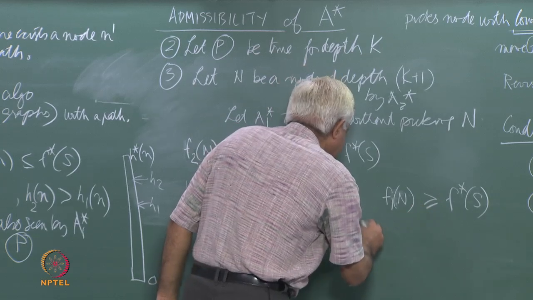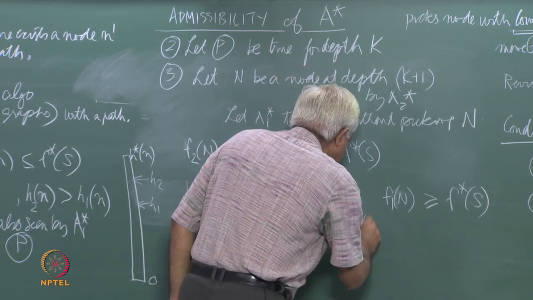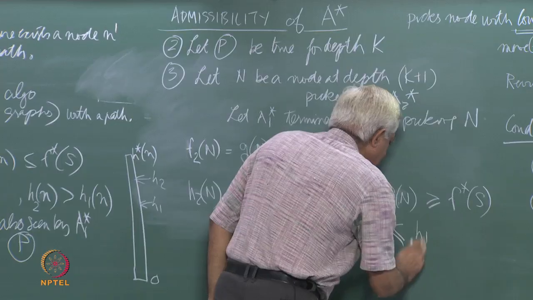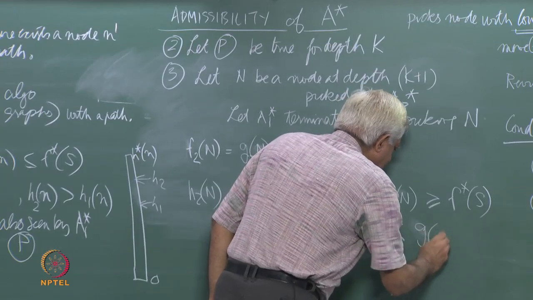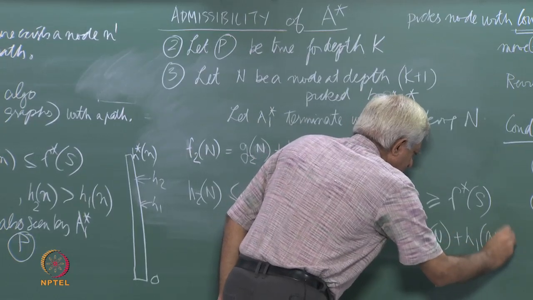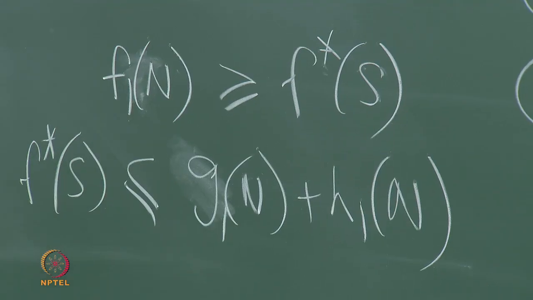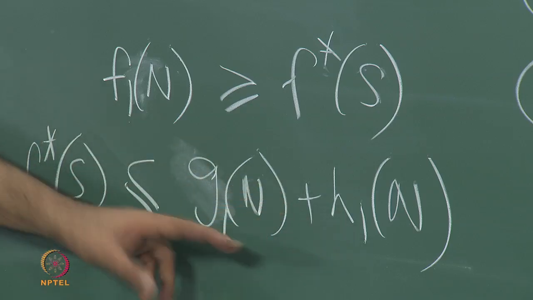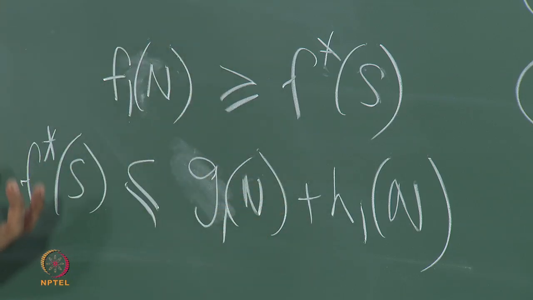So, this we can rewrite as the following: f star of s is less than or equal to g1 of n plus h1 of n. I am just rewriting this. I am replacing f1 of n by g1 of n plus h1 of n, and I have just inverted the inequality sign essentially.